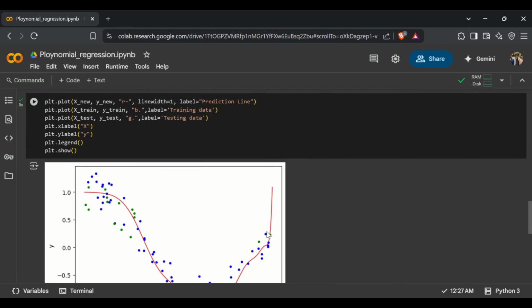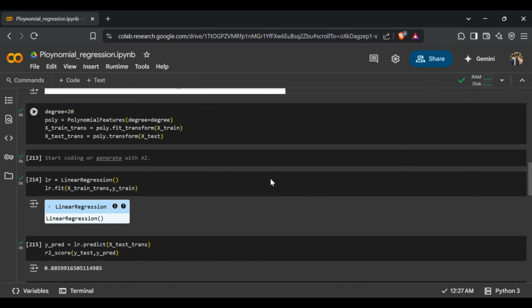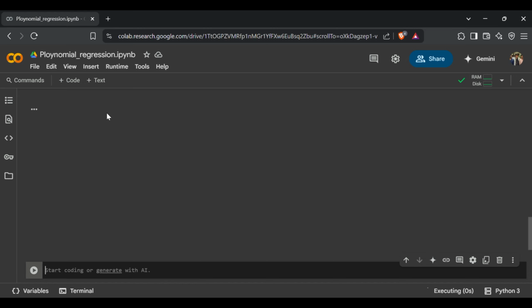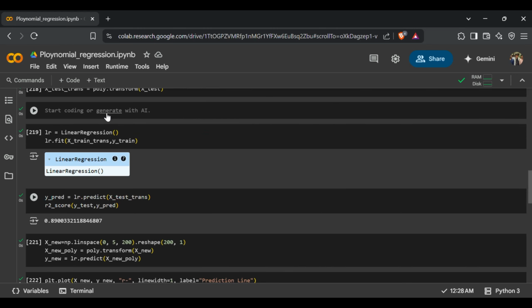You can see it moves up. So we need to take the degree by looking at the data points, an optimal degree. Here let us take 4. You can see it is 89. It is the most optimal among 1, 2, 3, 4, 10 and 20, because it gives the maximum accuracy, R2 score.